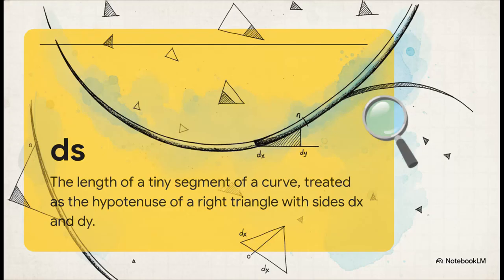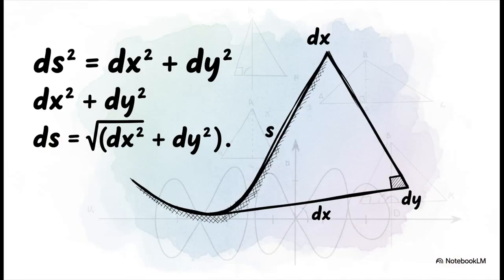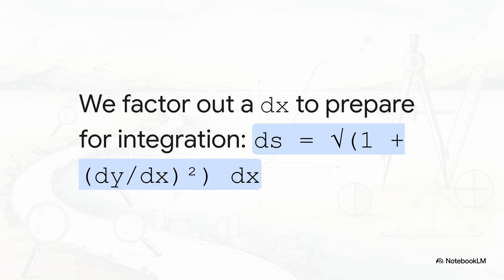So let's call the length of one of those teeny tiny segments ds. We can picture this tiny segment as the hypotenuse of a tiny little right triangle, where the other two sides are a tiny change in x, which we call dx, and a tiny change in y, called dy. And hey, if we've got a right triangle, we know what to do, right? The good old Pythagorean theorem. So the length of our tiny segment squared, ds squared, is just dx squared plus dy squared. And if we take the square root of both sides, we get the length of that one tiny piece of our curve.